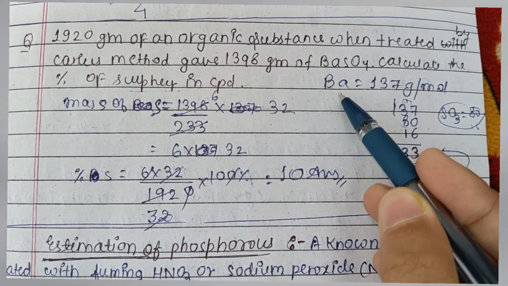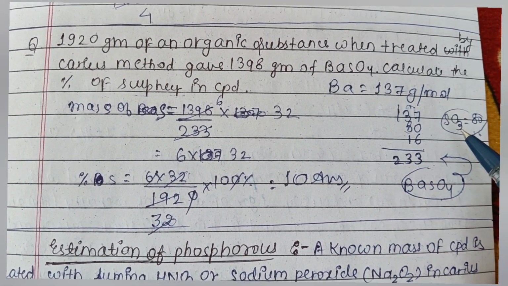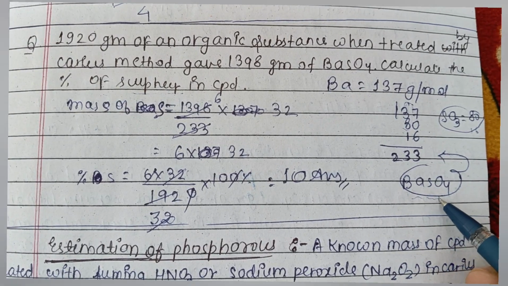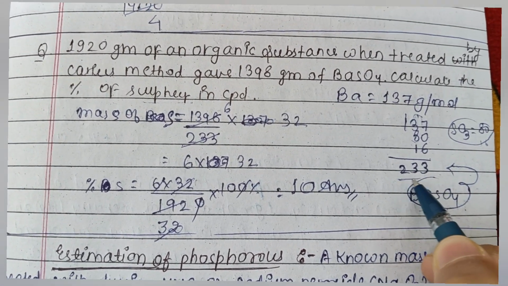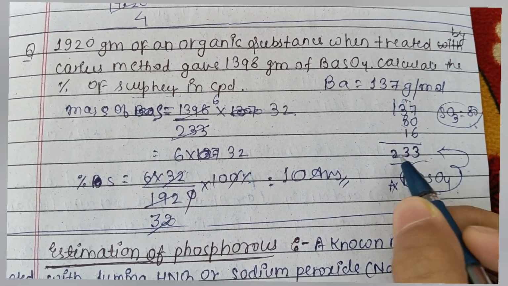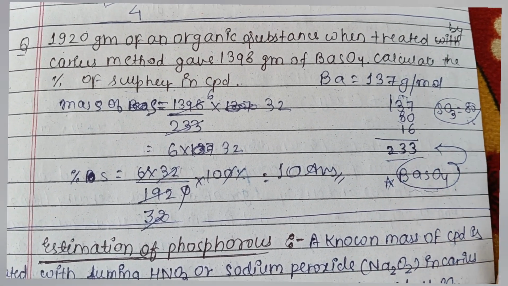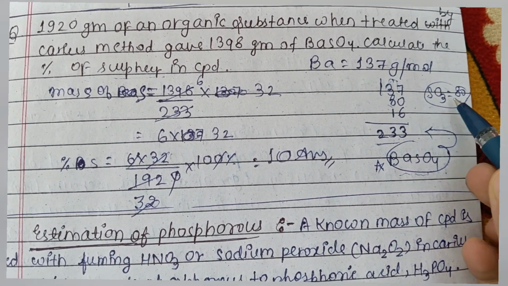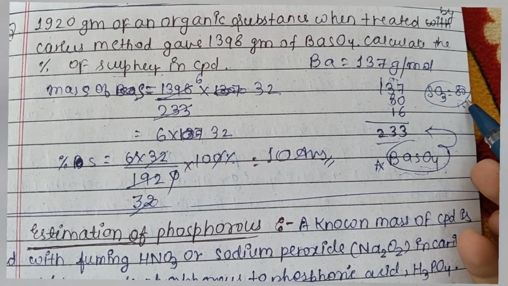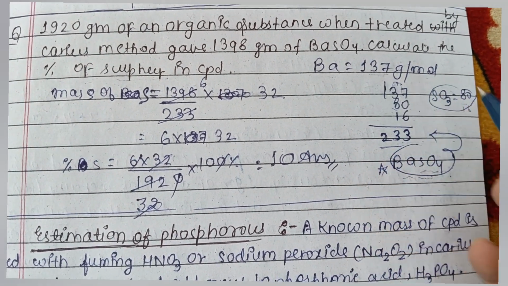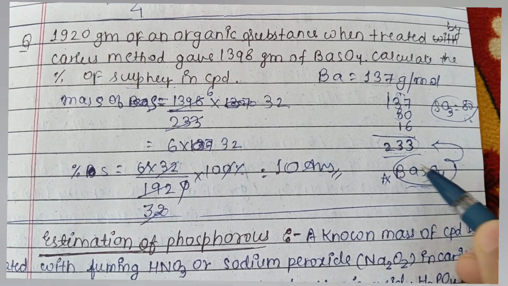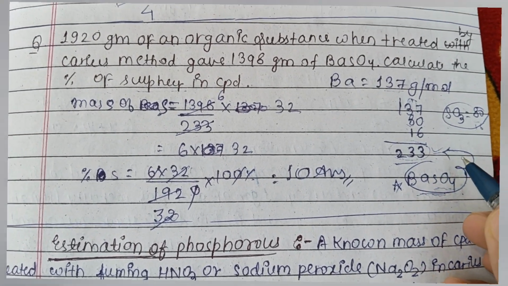Now we know that the molar mass of barium is 137 gram per mole. From there we will calculate the molar mass of BaSO4, that is 233. So you have to remember that the molar mass of BaSO4 is 233. The molar mass of SO3 is 80. So in 80 we will add 16, so that it gives us the molar mass of SO4. We already know the molar mass of Ba, so we will calculate the molar mass of BaSO4, which is 233. This you should remember, 233.